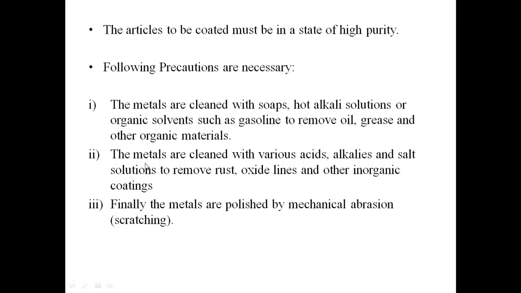The next point we need to take care of is to remove rust and oxide lines. Oxide lines means there may be cracks over the surface, which have to be removed, and any other inorganic coatings have to be removed. This can be achieved by cleaning the metals with various acids, alkalis and salt solutions. These can be used to remove the rust and oxide lines. Finally, the metals are polished by mechanical abrasion, which is nothing but mechanical scratching or scrubbing.